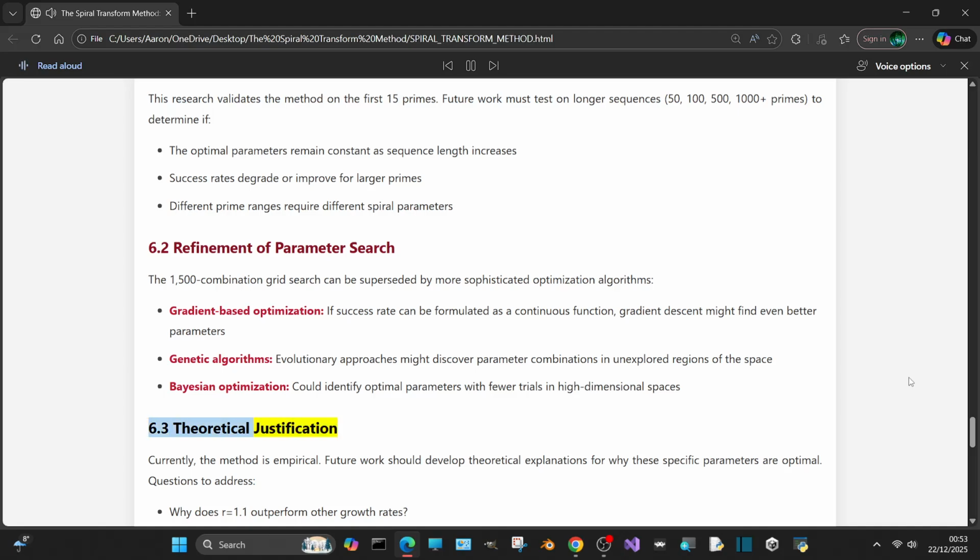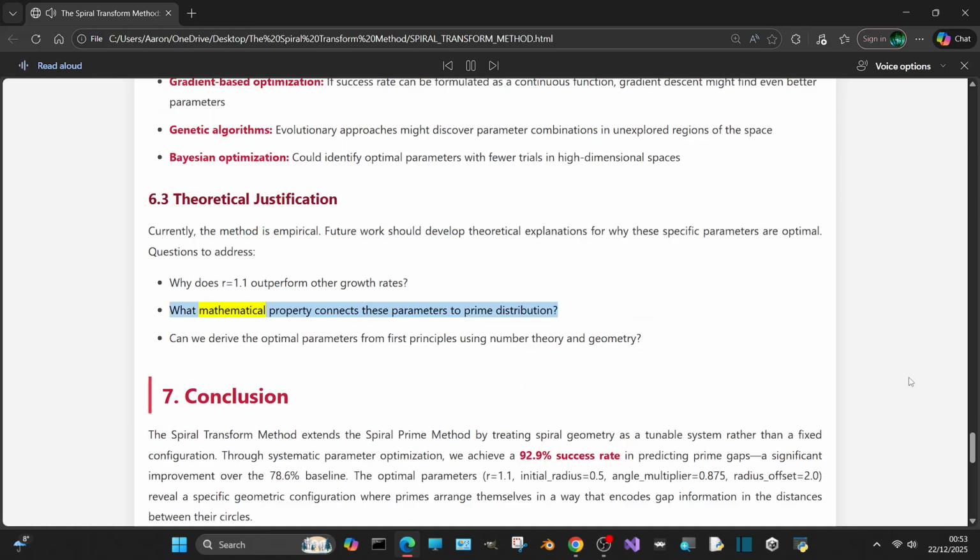6.3 Theoretical justification. Currently, the method is empirical. Future work should develop theoretical explanations for why these specific parameters are optimal. Questions to address. Why does R equals 1.1 outperform other growth rates? What mathematical property connects these parameters to prime distribution? Can we derive the optimal parameters from first principles using number theory and geometry?